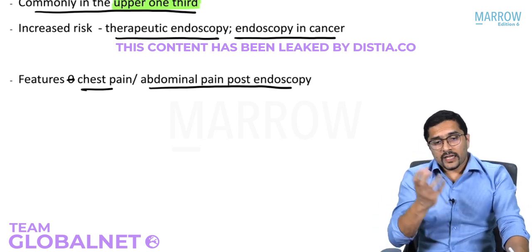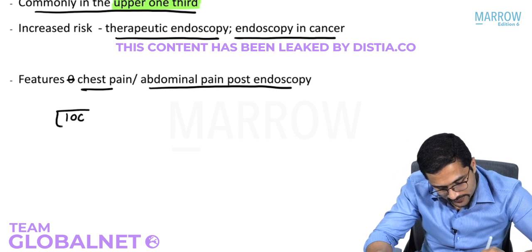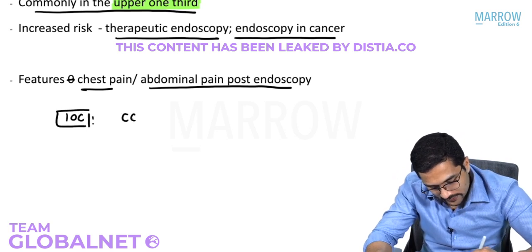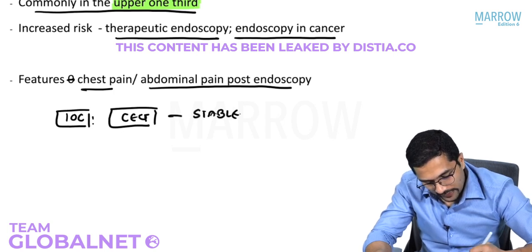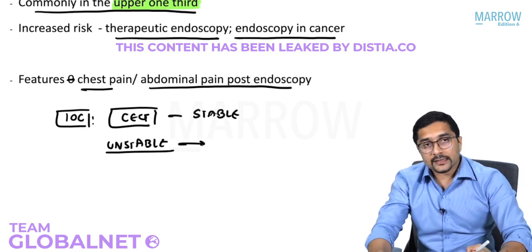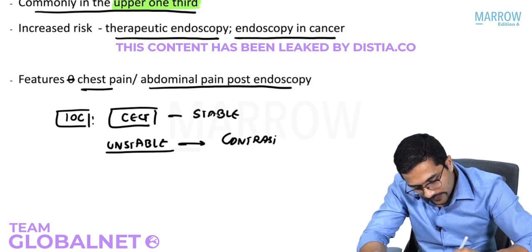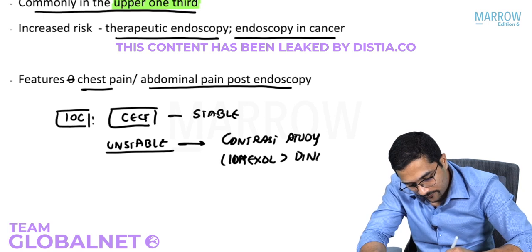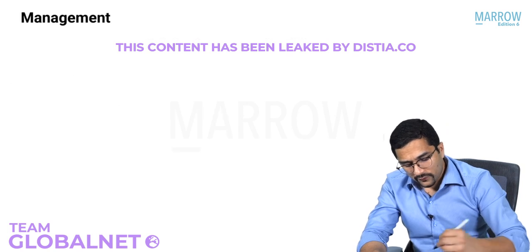If the patient is complaining of chest pain or abdominal pain post endoscopy, to confirm the diagnosis, the investigation of choice is a CECT. That is how we can confirm the diagnosis in a stable patient. And if it's an unstable patient where the hemodynamic status is unstable, of course we will not do a CT. There we can do a contrast study. The contrast is iohexol, we've already discussed, which is better than Dinosil. So that's how we can confirm the diagnosis.